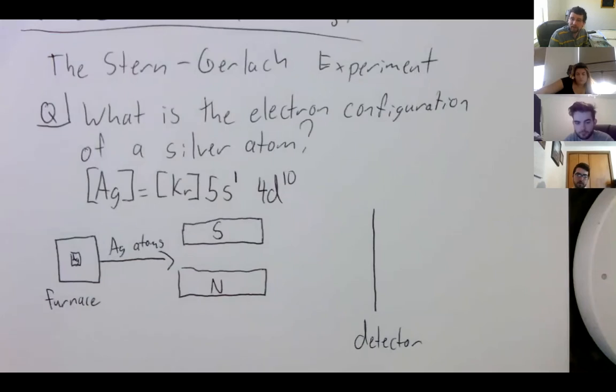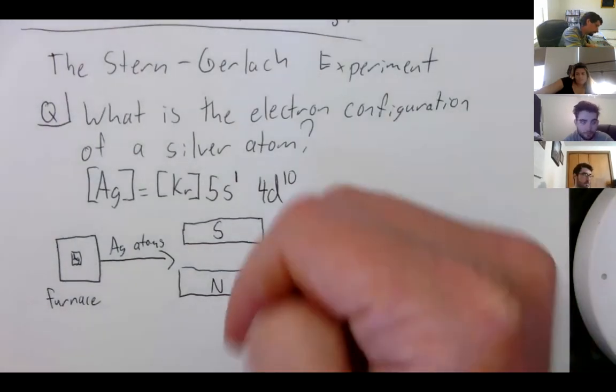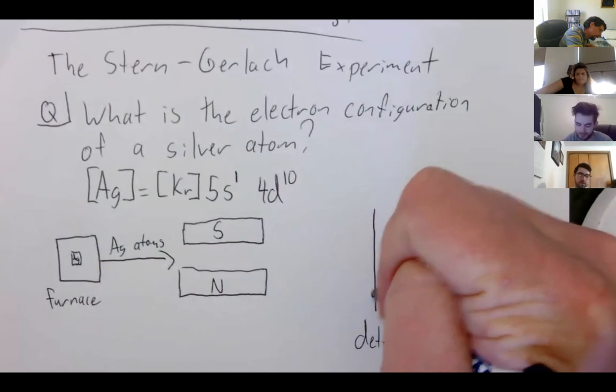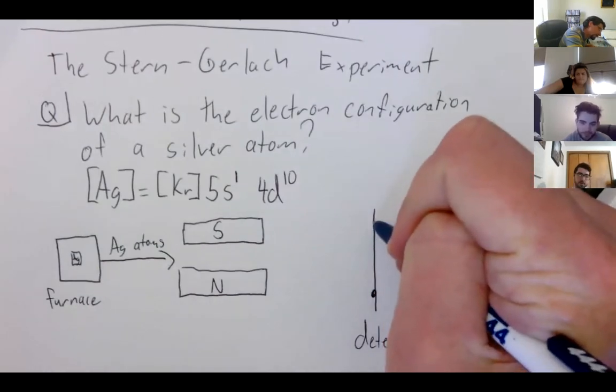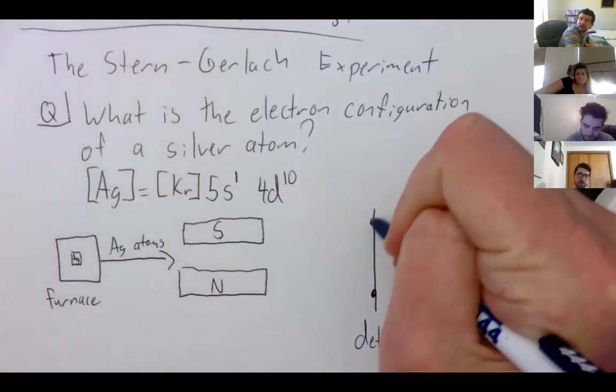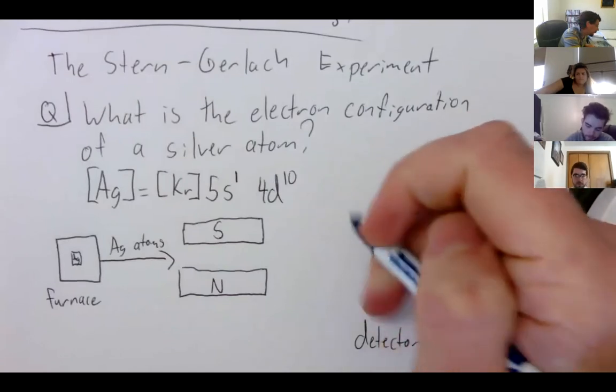So what do you think would happen to this beam of silver atoms? Maybe it would be in two spots on the paper. Okay, if you had a strong enough magnet, what would happen is you would get two parts.